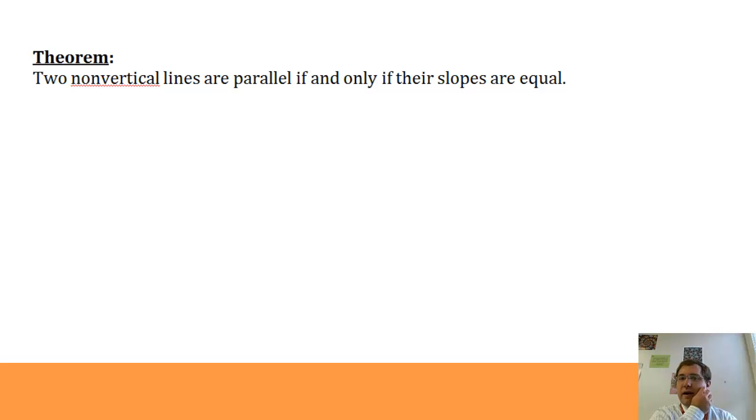Why do we have to specify non-vertical? Because we're talking about the slopes of these lines, and if they're vertical, the concept of slope doesn't apply, so we can't even talk about that. So we need to, in our theorem, understand that we're only applying this to non-vertical lines. But if we have two vertical lines, they both have an undefined slope, and they're both going to be parallel.